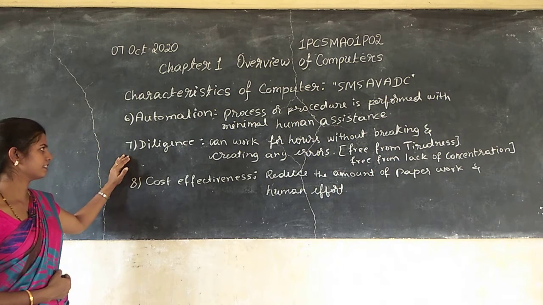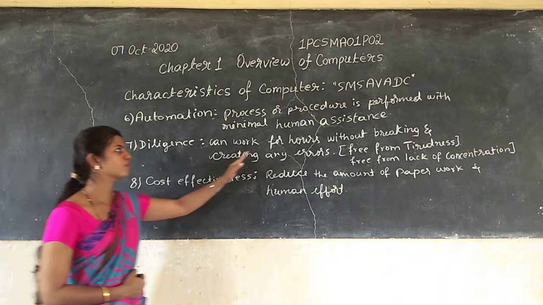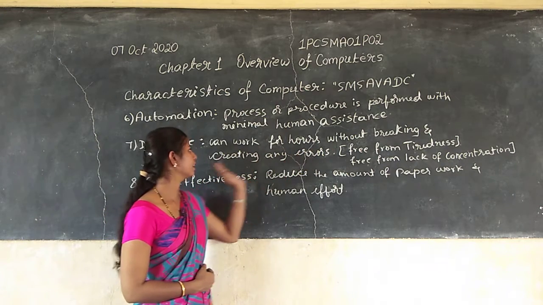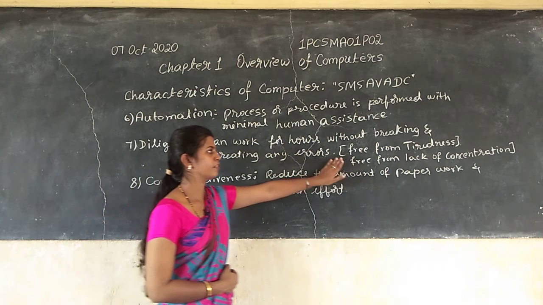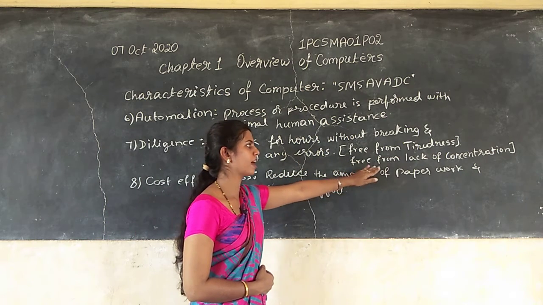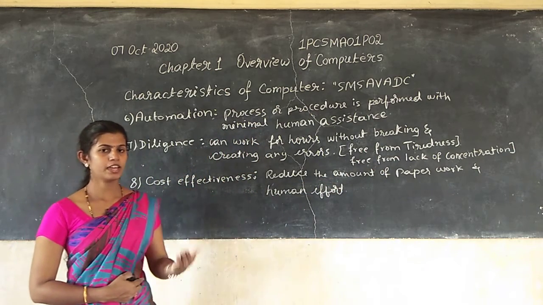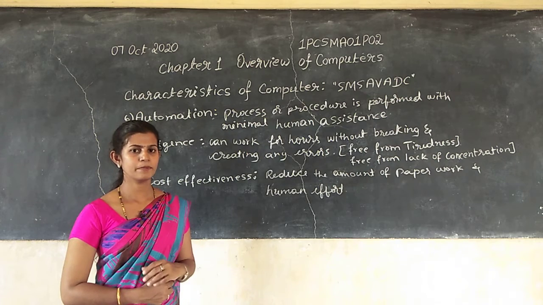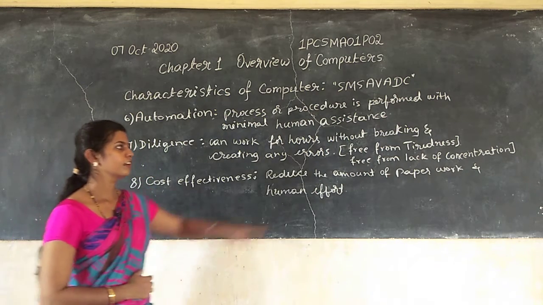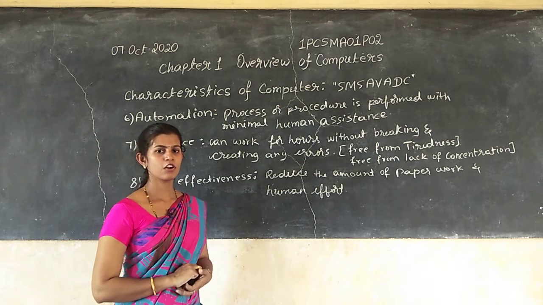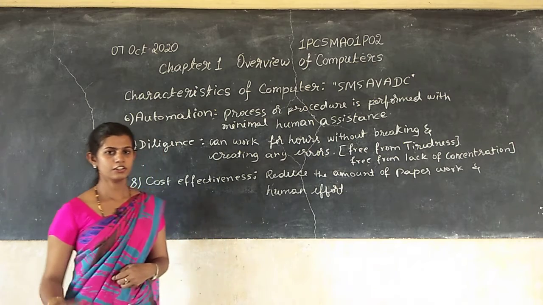The next characteristic is diligence. The computer can work for hours without breaking and without creating any errors, and it is free from tiredness and free from lack of concentration. A computer can continuously do any task without taking a break, it doesn't get tired, and it is free from lack of concentration, so it will do the task continuously.